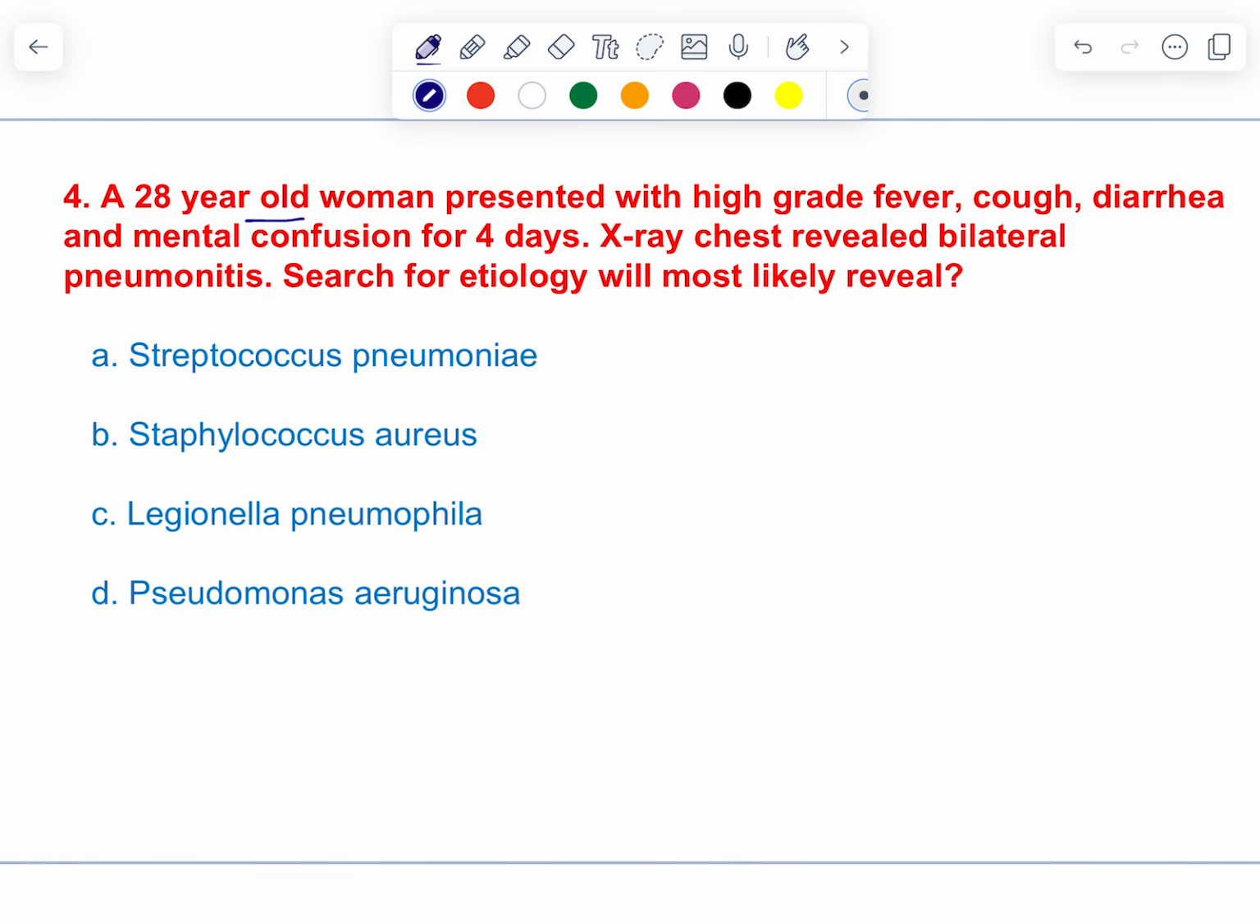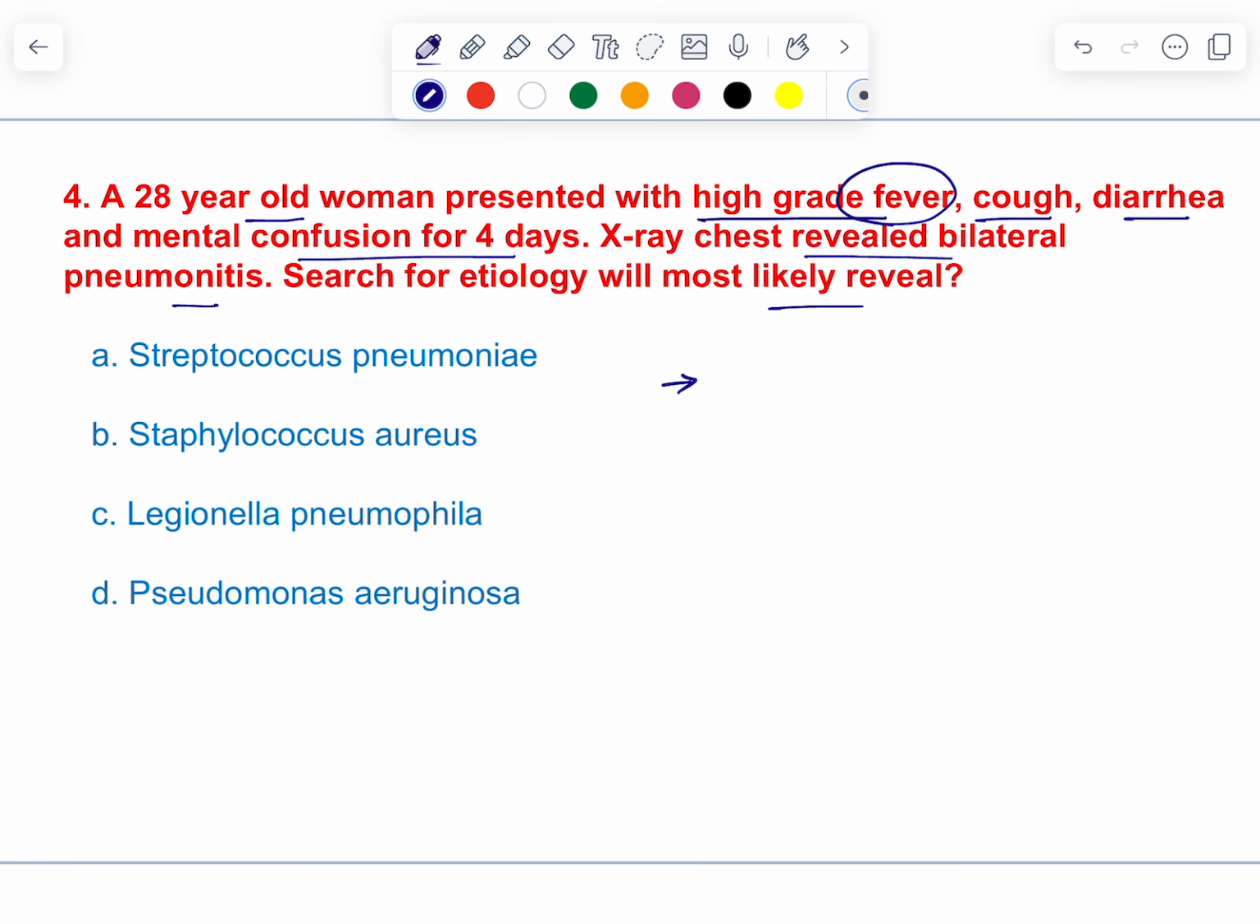A 28-year-old woman presented with high-grade fever, cough, diarrhea and mental confusion for 4 days. X-ray revealed bilateral pneumonitis. Search for the etiology will most likely reveal Streptococcus pneumoniae, Staphylococcus aureus, Legionella pneumophila, Pseudomonas aeruginosa. Okay. So now in this individual, you are having a high-grade fever, cough, diarrhea. Diarrhea is very, very important. Diarrhea as well as the mental confusion, and X-ray is showing bilateral pneumonitis.